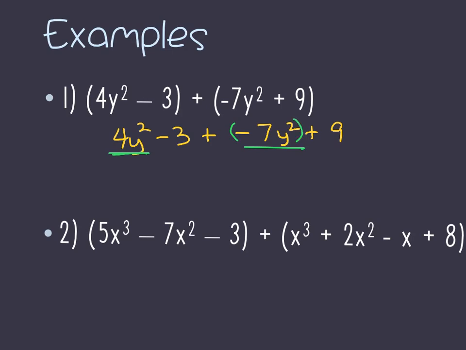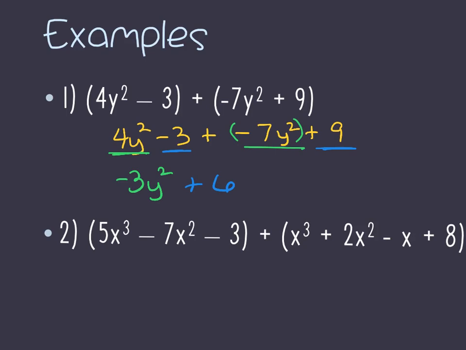So I'm going to add the coefficients, and in this case, because the signs are different, I'm subtracting. I'm doing 4y squared plus negative 7y squared, and I get negative 3y squared. Then I'm going to go back and look for more like terms. I have a negative 3 and a positive 9, and that gives me positive 6. And I'm done.